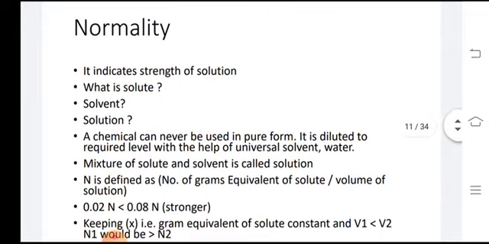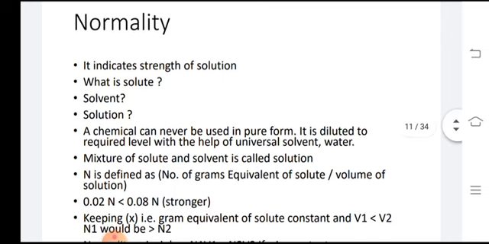Now we will be talking about normality. What is normality? It is the strength of the solution. No solution is used in its pure form. No chemical is used in its purest form. We need to dilute it according to our requirement.